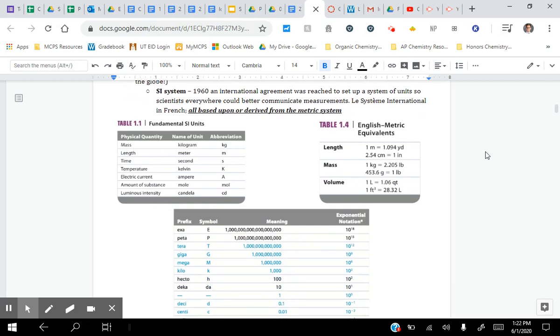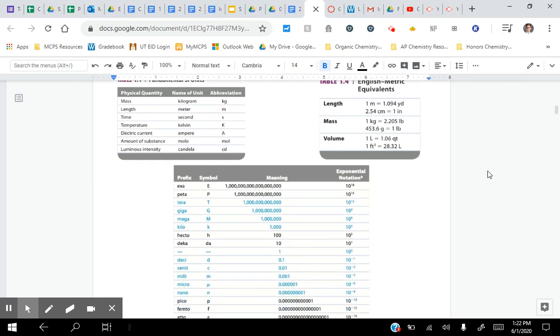All scientists use SI units. I would take a minute and pause and read through all of these physical quantities, the names of the units that go with them, and the abbreviations. You will be responsible for memorizing these units and abbreviations, with the exception of candela. We don't need to know really anything about luminous intensity. So you can cross that one out, but the other ones you should memorize.